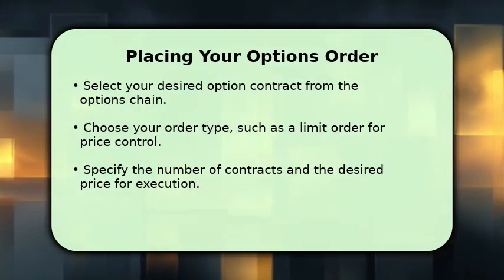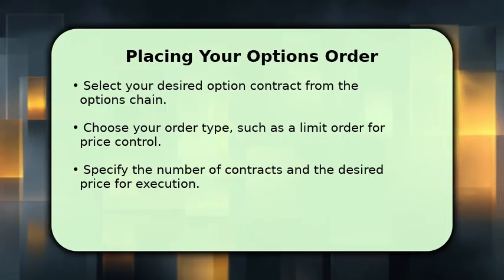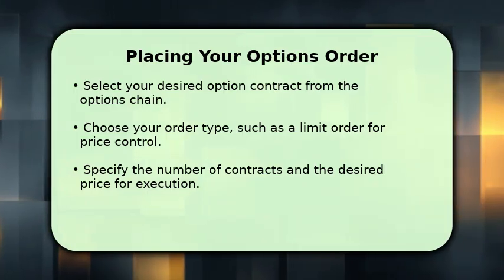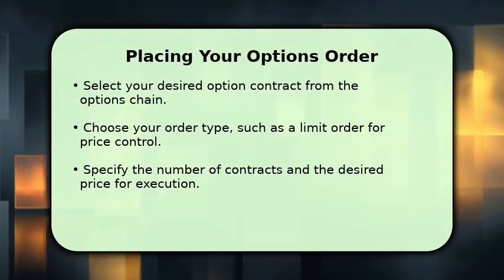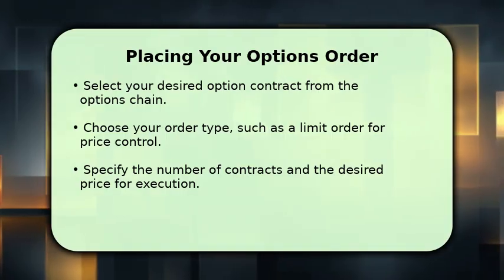When you are ready to place a trade, select your desired option contract directly from the options chain. This will typically pre-fill the order entry ticket. You will then choose your order type. A limit order is often recommended for options to control your entry or exit price.